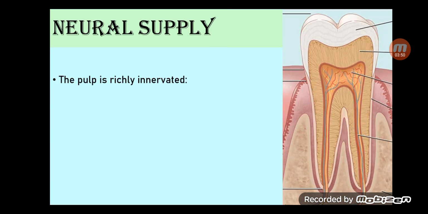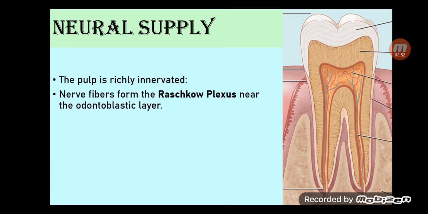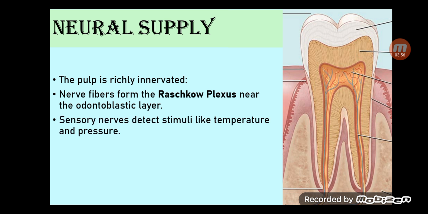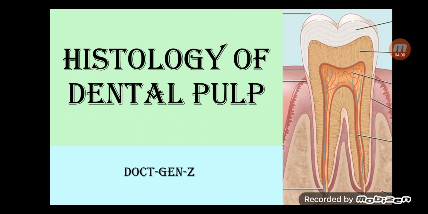Then we have neural supply of pulp. The pulp is richly innervated, with nerve fibers forming the plexus of Raschkow near the odontoblastic layer. Sensory nerves detect stimuli like temperature and pressure. So this was all about histology of dental pulp.